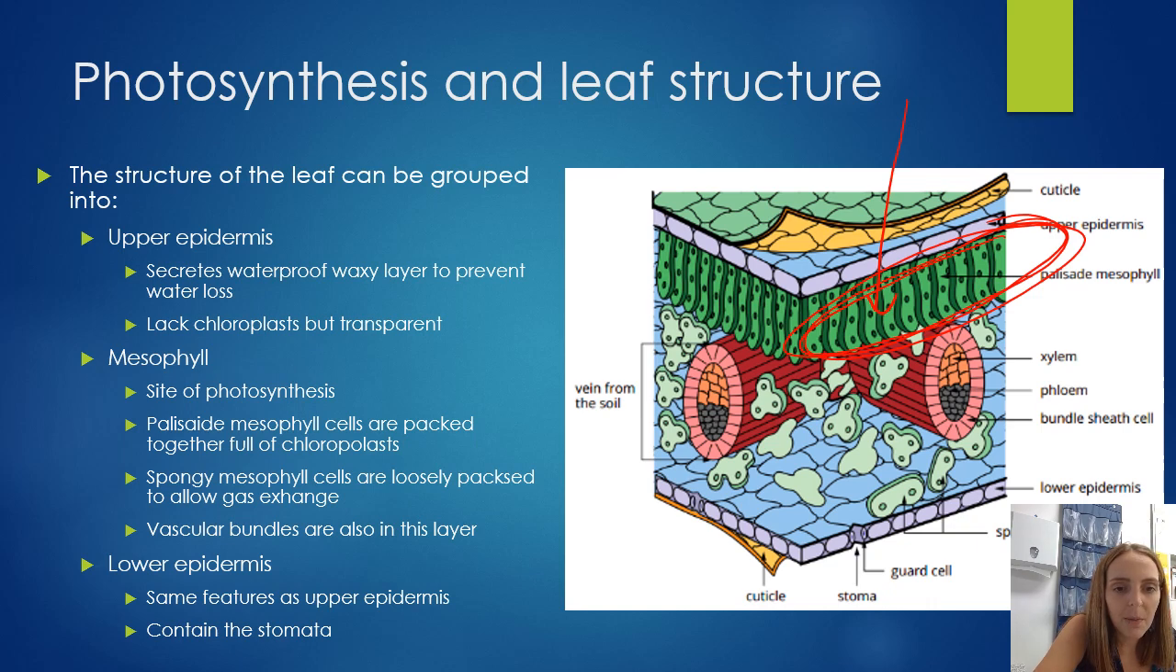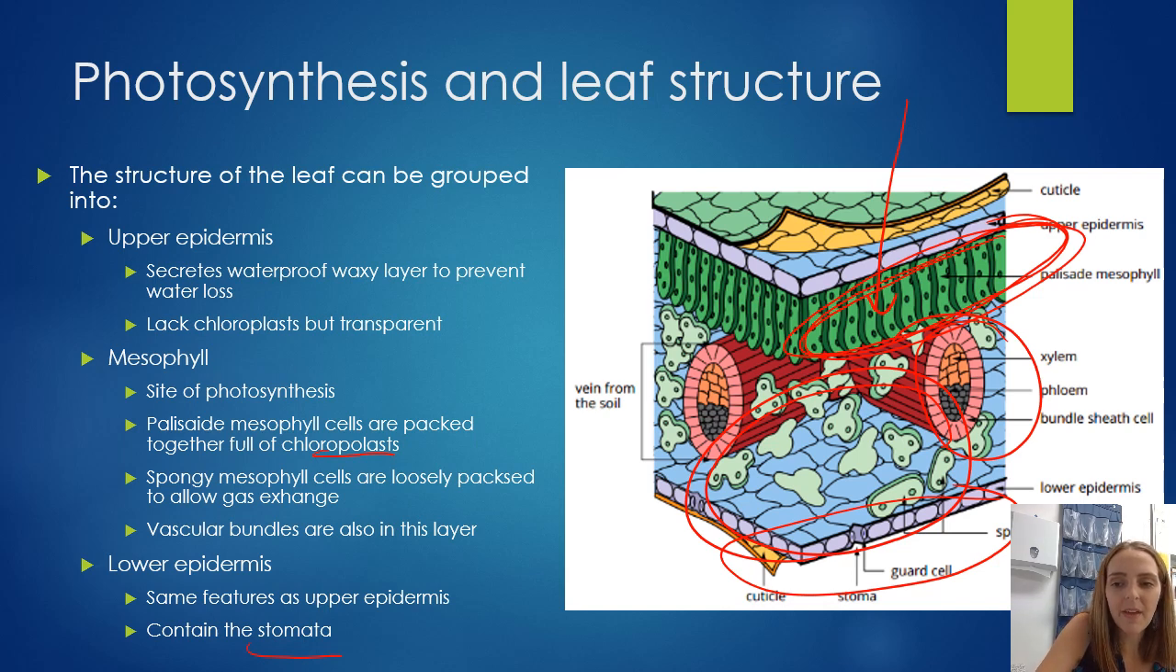So you've got those palisade mesophyll cells, which are really packed closely together and full of heaps of chloroplasts. And you've got your spongy mesophyll cells, which are down here, and they're loosely packed, and they're going to allow nice gas exchange to be happening with the xylem and phloem. We've also got our vascular bundles that we talked about here. And our lower epidermis down the bottom is typically where we've got our stomata. Sometimes you'll see the stomata in the upper layer as well, which are really important for the gas exchange part.